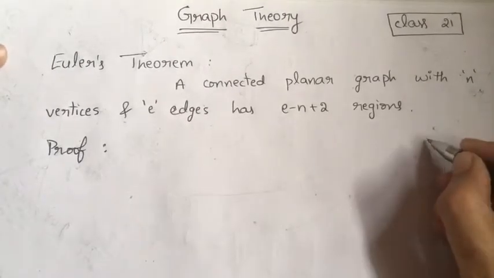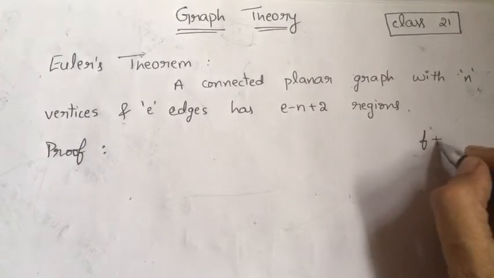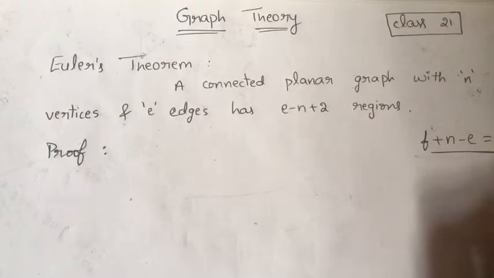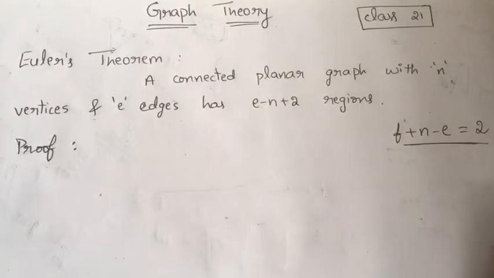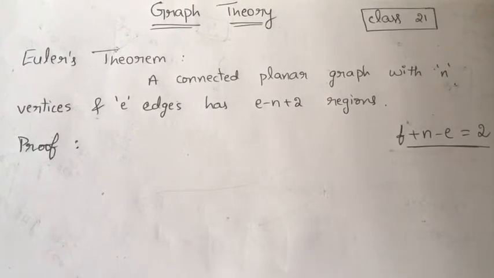Or I can even write, if f is the number of regions, then f plus n minus e is always equal to 2, which is known as Euler's formula in graph theory. So let us prove this formula.